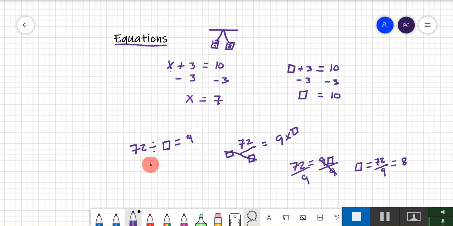So if I was to take this original, this box here is represented by the number 8, and if I was to substitute this back in here, we can say 72 divided by 8 is equal to 9.